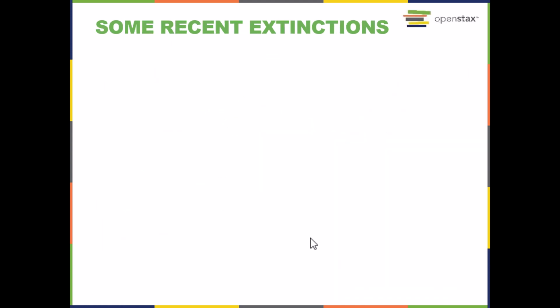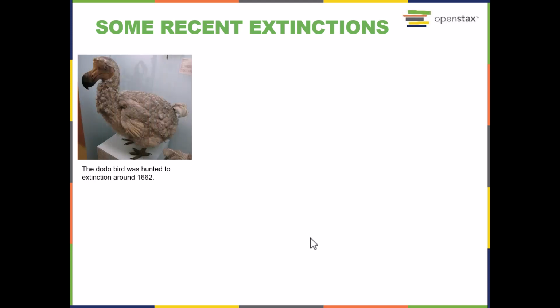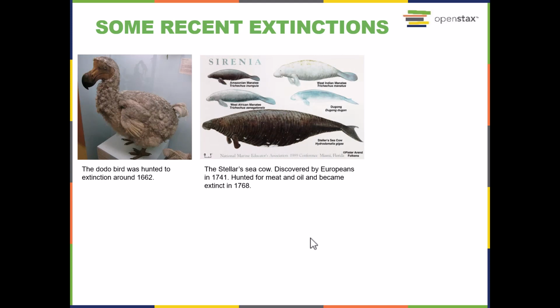Here we can look at just a few examples of species that we have recorded extinctions for in relatively recent time. We had the dodo bird that was hunted to extinction around 1662. The Steller sea cow was discovered by Europeans in 1741. There were large numbers of them. They were hunted for meat and oil and became extinct in 1768, only 27 years after discovery.